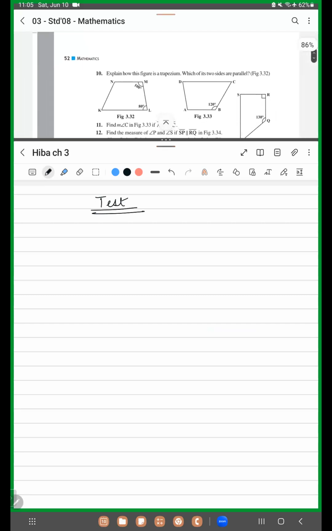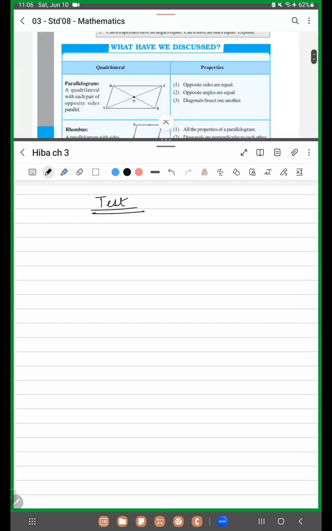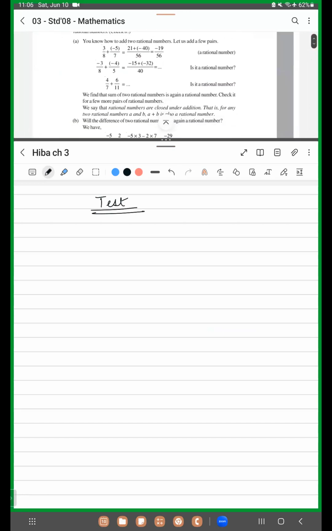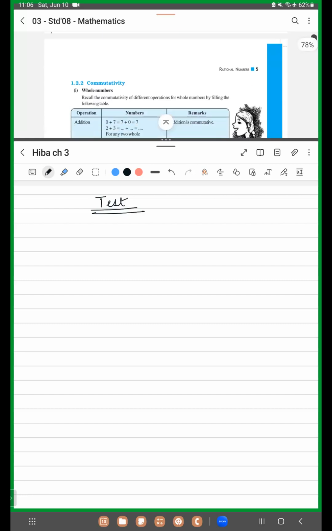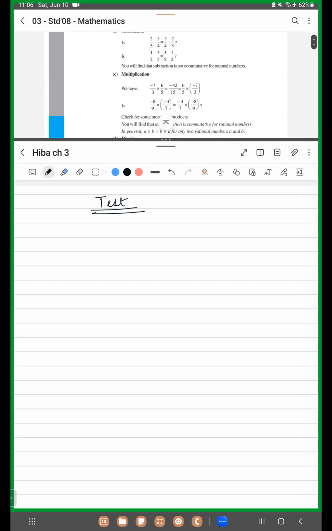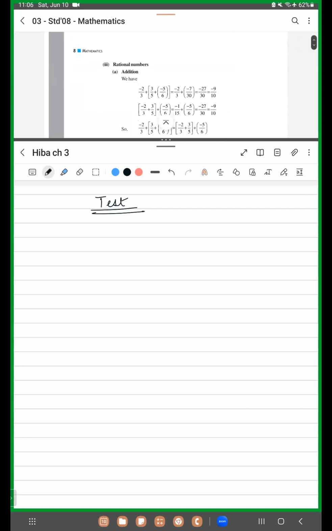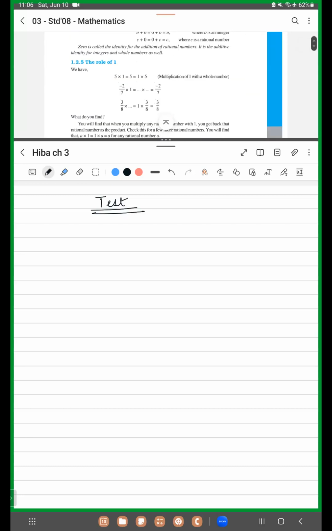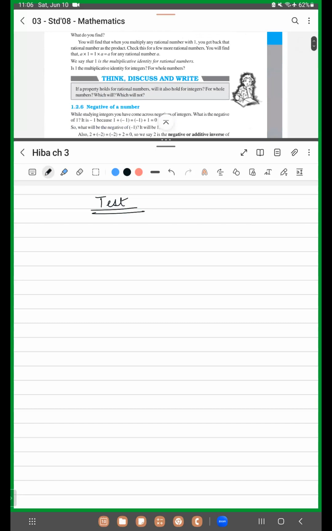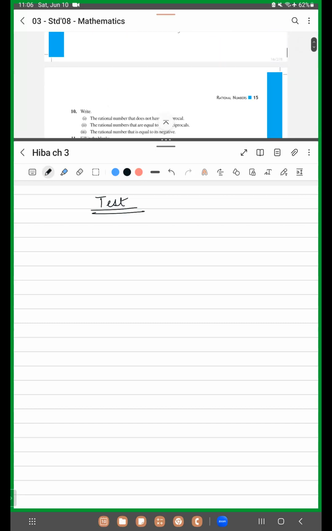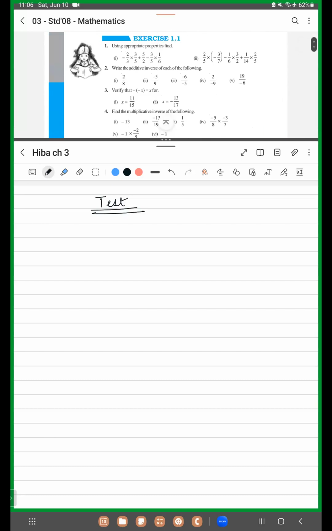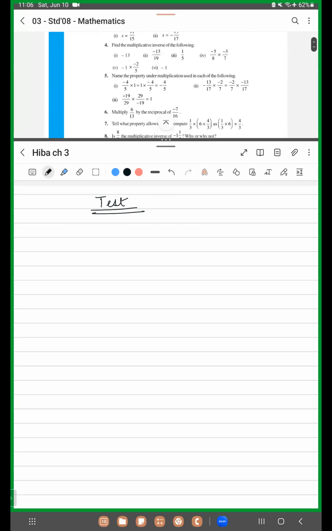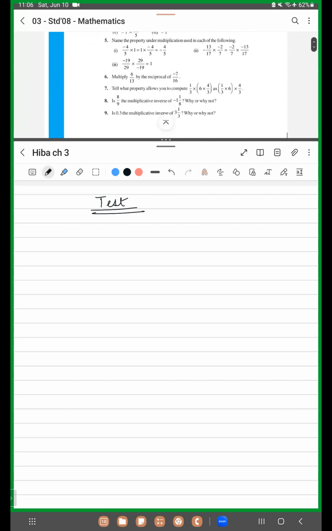Can you tell me the page number for data handling? Or let's start with the first chapter. Which exercise is omitted from the first chapter? Only 1.2 is omitted. Okay, fine. Can you give me a few minutes? I will be back.